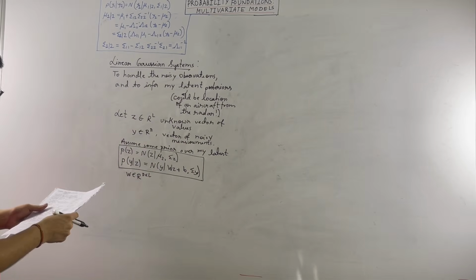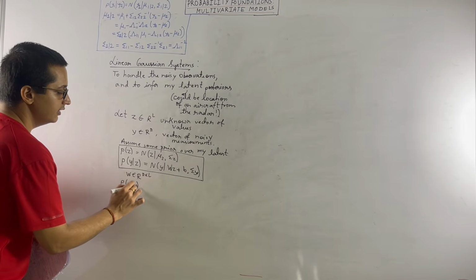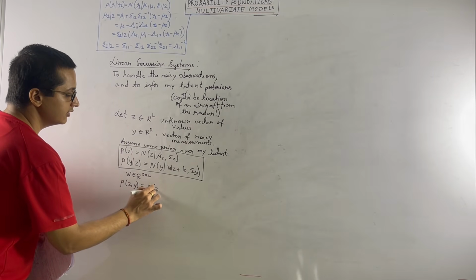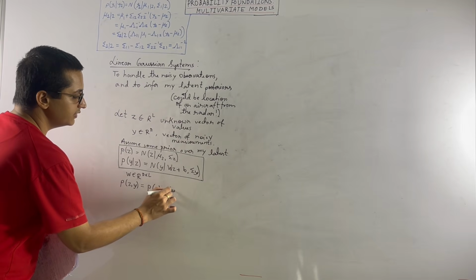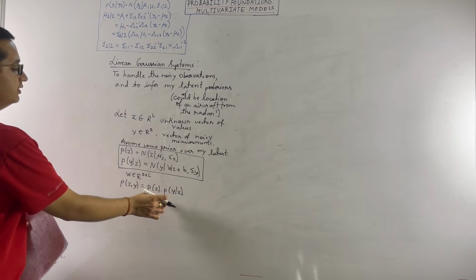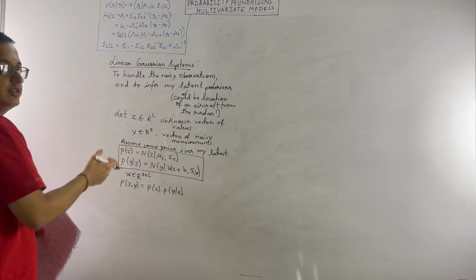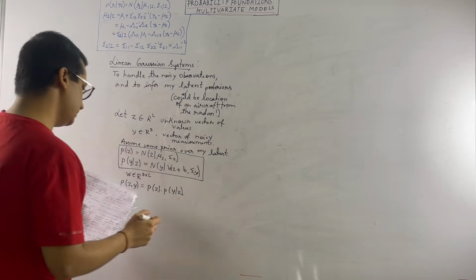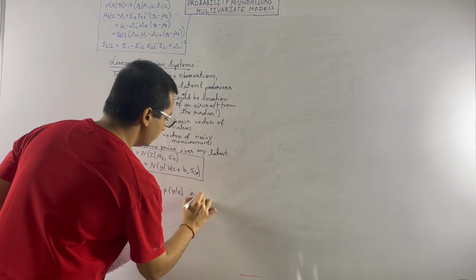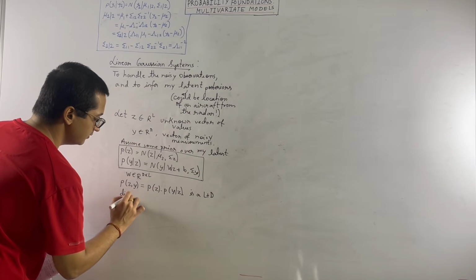Okay. Now, how do I write this? The joint is nothing but P of Z times P of Y given Z, right? So what will be the dimensions of this joint? Because we have L and D. We have one for Z and one for Y, right? So this is an L plus D dimensional Gaussian.